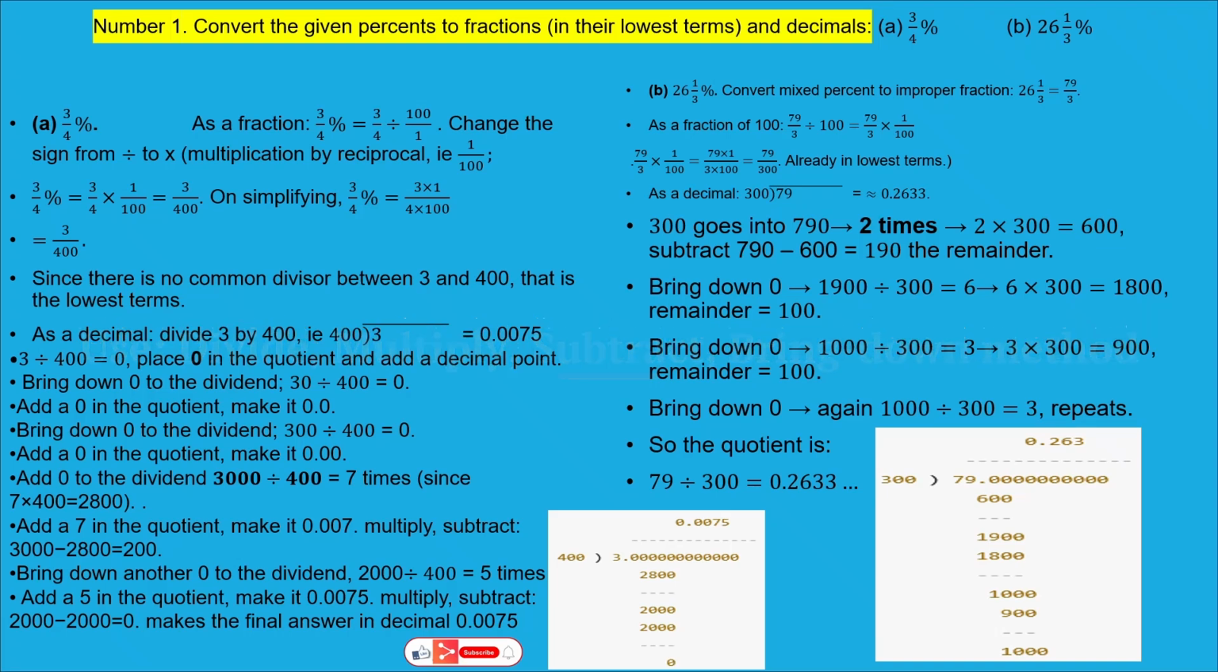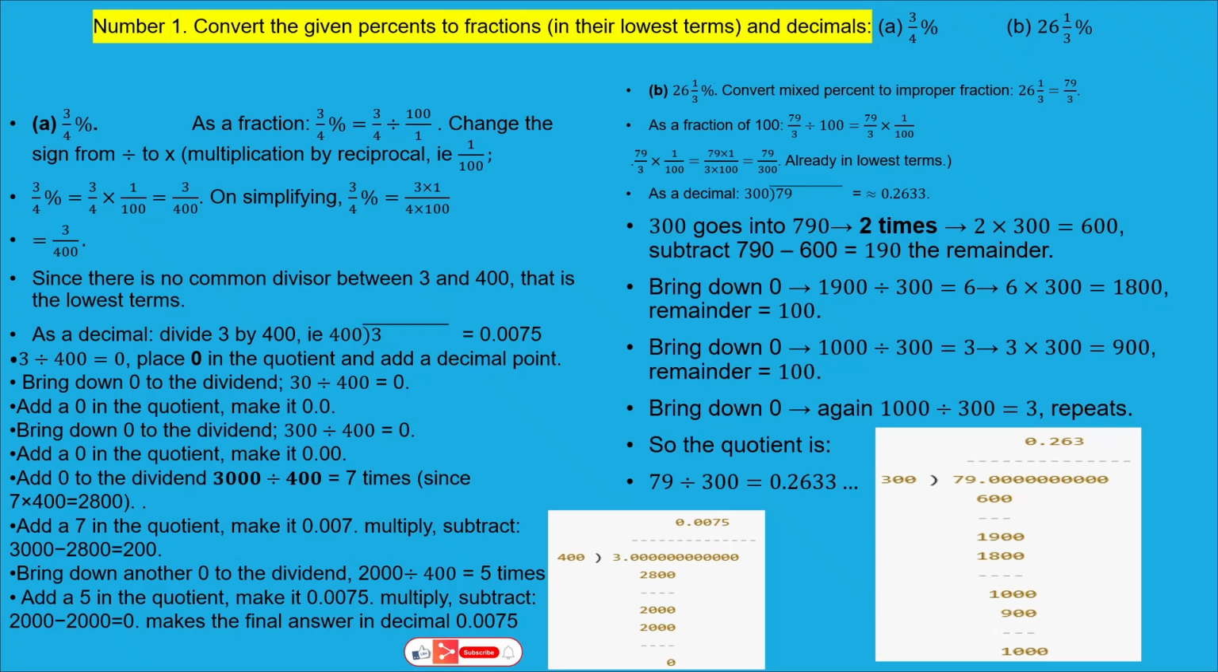to the dividend, make it 3000 divided by 400 gives 7 times, and add 7 in the quotient, make it 0.007, multiply, subtract, bring down another 0 to the dividend. 2000 divided by 400 gives 5, add 5 in the quotient, make it 0.0075, multiply, subtract, and you get a 0, making the final answer 0.0075, and that's expressed in the corresponding long division in the picture there.